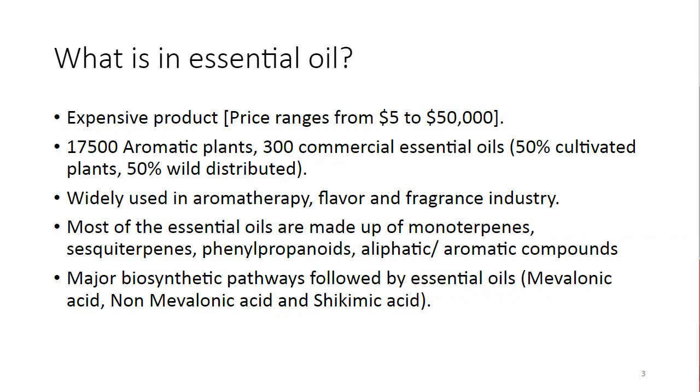Essential oils are an expensive commodity, and their price range can be from $5 to $50,000 per kg. The price of oil mostly depends upon availability of raw materials and yield percentages. 0.1 to 0.3% is the most typical yield of essential oils. There are about 17,500 aromatic plants from a study. Out of them, 300 plants are used in commercial essential oil production. Among them, 50% are wild harvested, and 50% are cultivated plants.